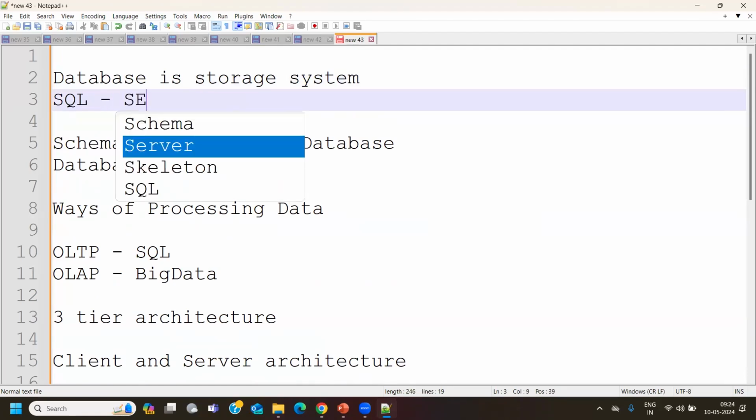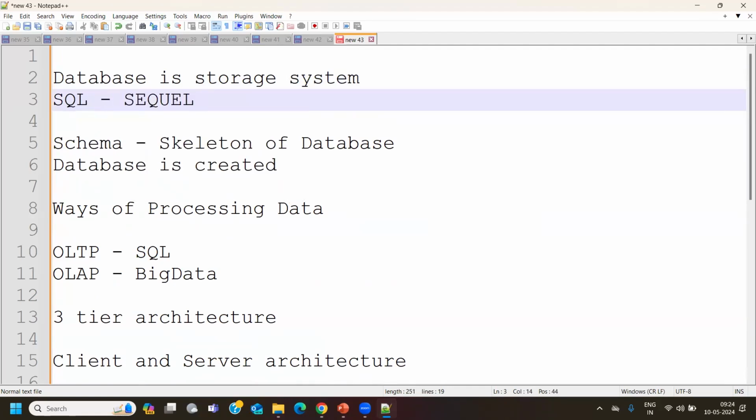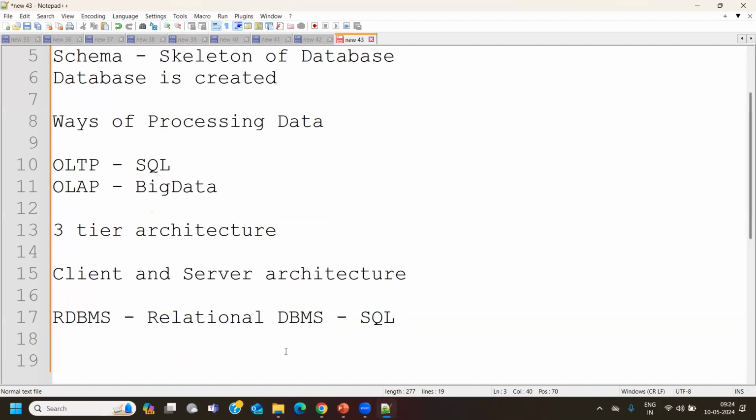SQL, SEQUEL, it's your structured English language. In order to communicate with database, you have to use SQL. And RDBMS is your relational database management system. And in order to interact with RDBMS, you need to have a SQL.